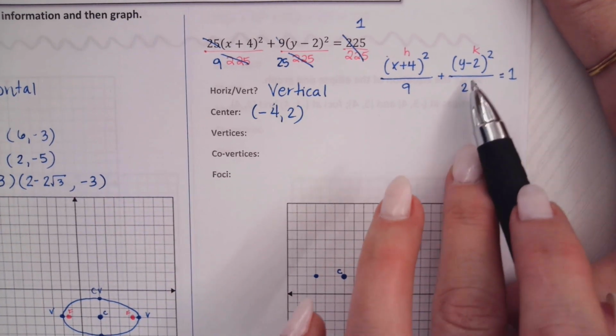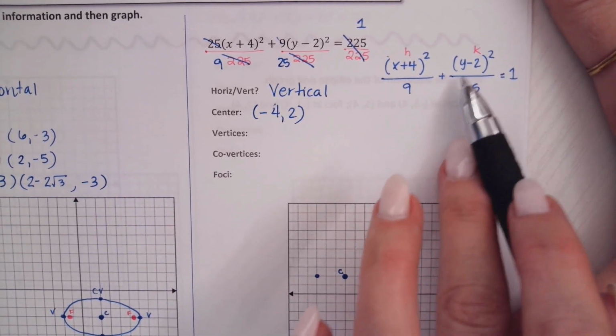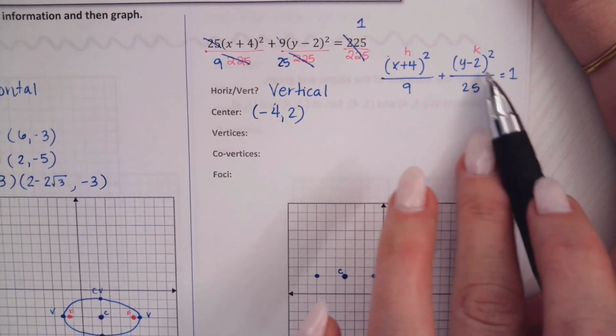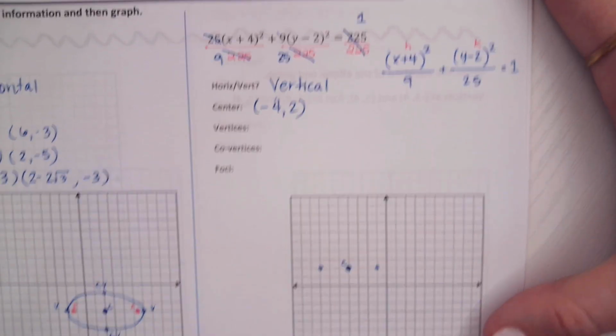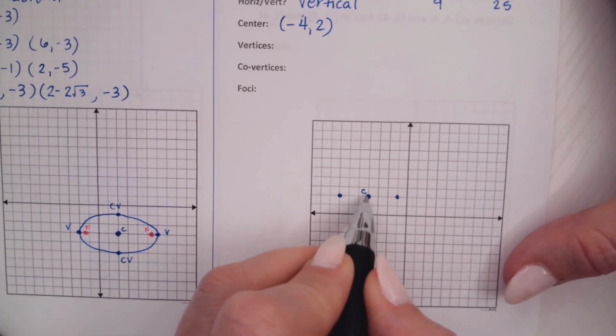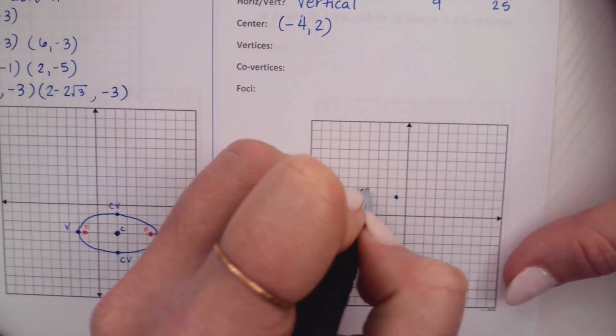Underneath the y term is 25, so we're going to use its square root, which is 5, and we'll count 5 from the center in the y direction. So from the center, that means we need to go 5 up and 5 down.